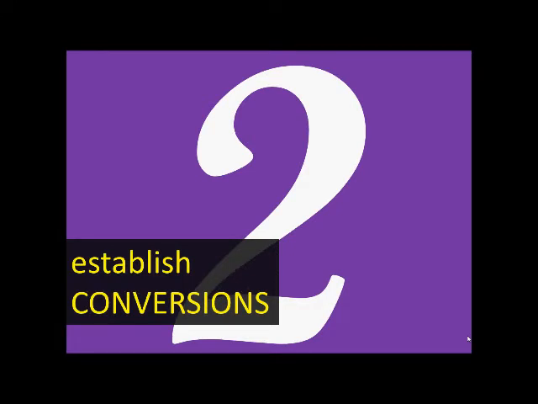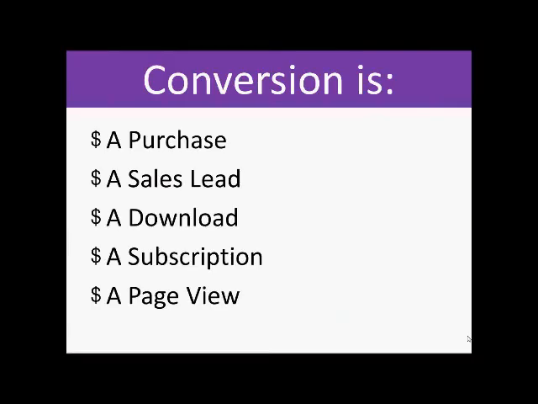Number two, we need to establish conversions. Conversion is one of the most important things that you can measure on your website. Conversion is when something that I really want to happen on my website does in fact happen. So what is a conversion? A conversion is when somebody purchases an item off my site. A conversion can be a download when somebody downloads a PDF spec sheet about my product. A conversion can be a subscription to my newsletter list, or it can be a page view.